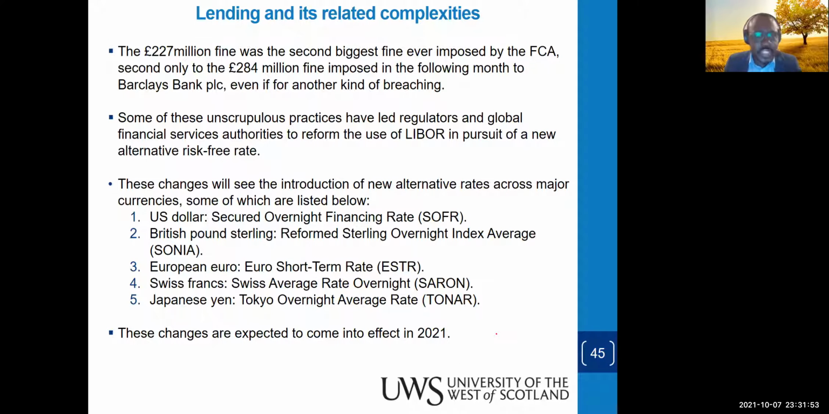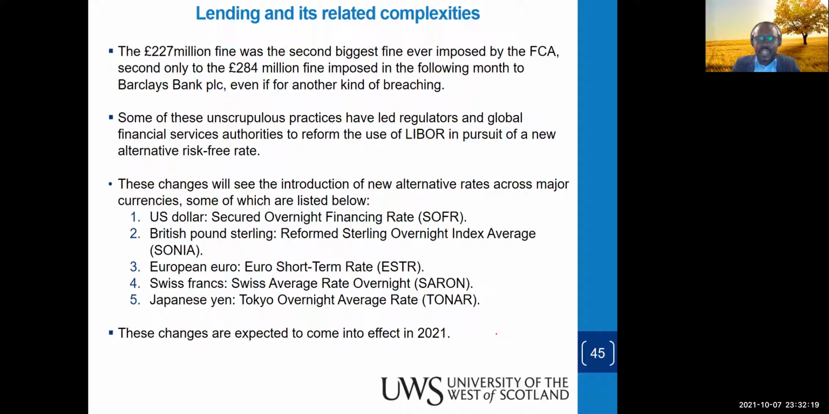Now, finally, 227 million was the biggest fine ever imposed. The second, 284, was imposed on Barclays Bank, though the Barclays fine may be for a different kind of breach. But these unscrupulous activities have led the regulators, the supervisory authorities, to reform the use of LIBOR so that we can pursue a new alternative risk-free rate.